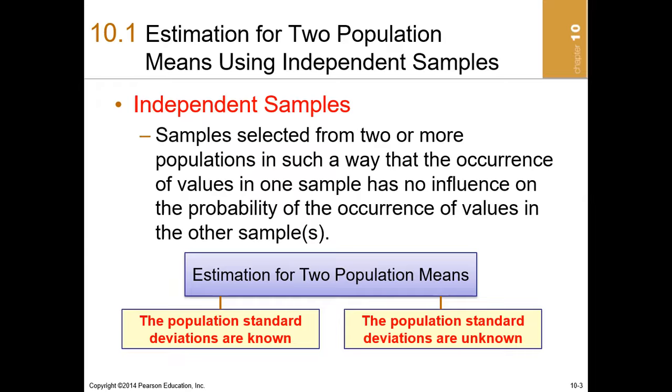Now, this brings us to the concept called independent samples. When we talk about independent samples, they are samples selected from 2 or more populations in such a way that the occurrence in one sample has no influence on the probability of the occurrence of values in the other sample. In plain language, it is when we are checking the differences in average for 2 independent samples.